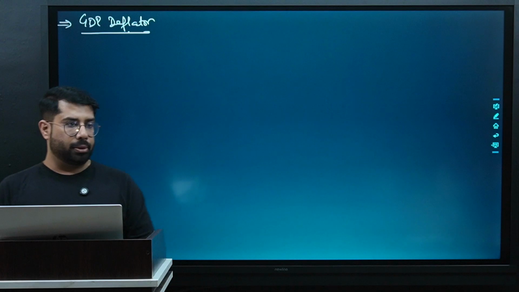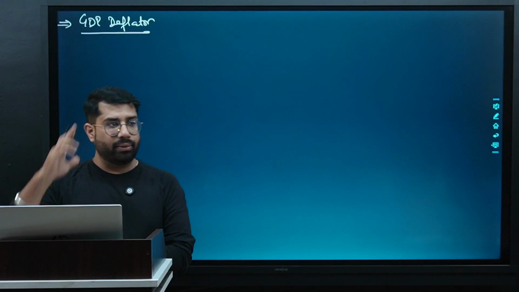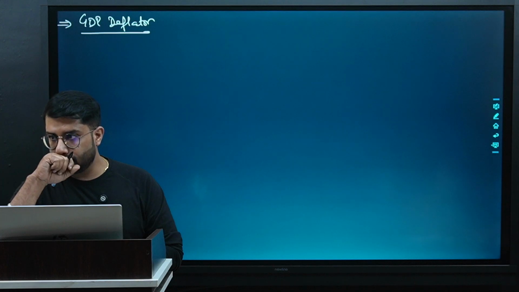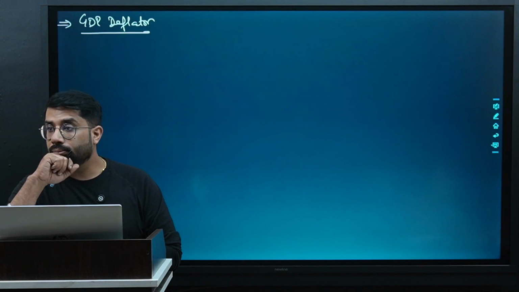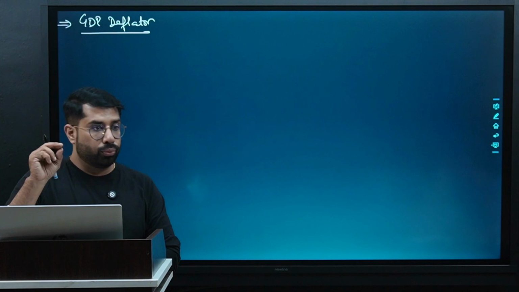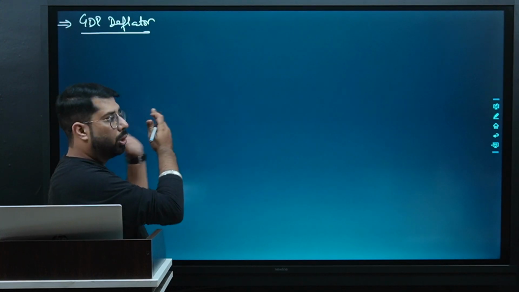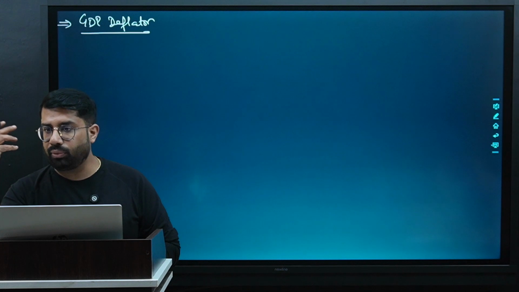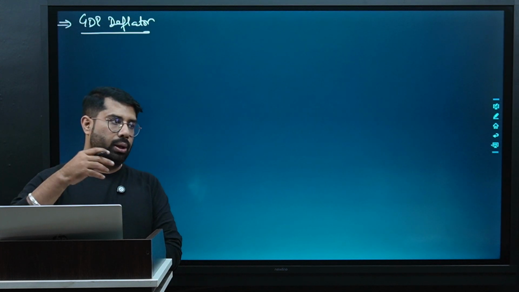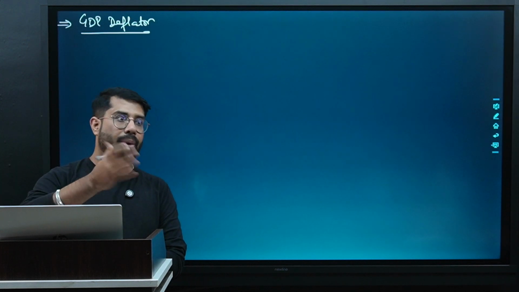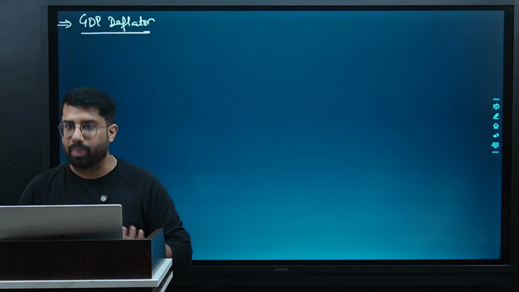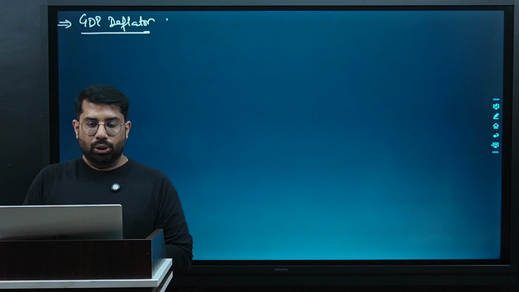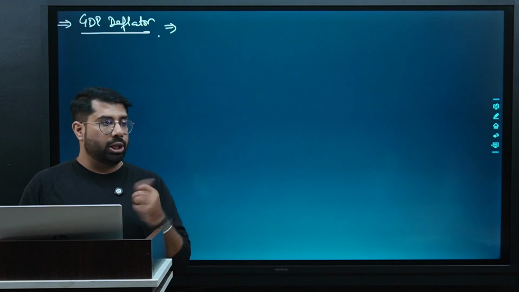But a GDP deflator. What is GDP deflator? That day we were discussing. We use this particular concept to understand the level of inflation. What is the rise or decrease in the price level, or let me say what is the change in the price level of the economy. Okay, let us see. So how do you calculate GDP deflator?